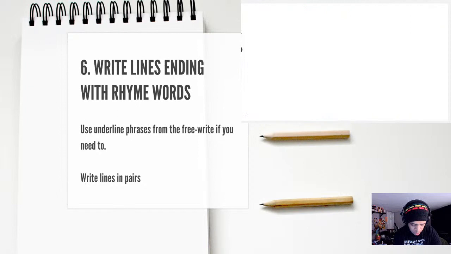And then I'm gonna start just writing some lines, thinking about my topic. Now, I'll say this too. You may write some lines that aren't actually on your topic, and that's okay. As long as you get lines written that end with rhyming words, that's the goal. So don't feel like you have to be completely on topic. You just have to have something to say.